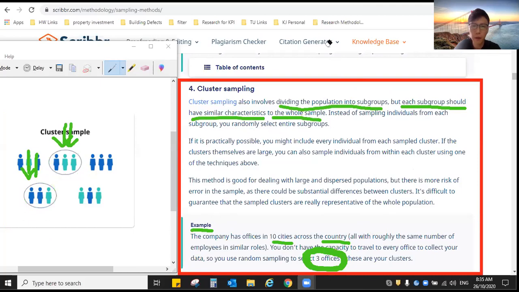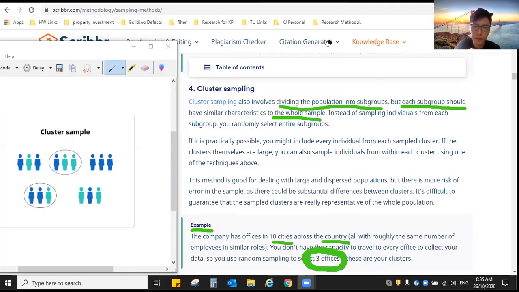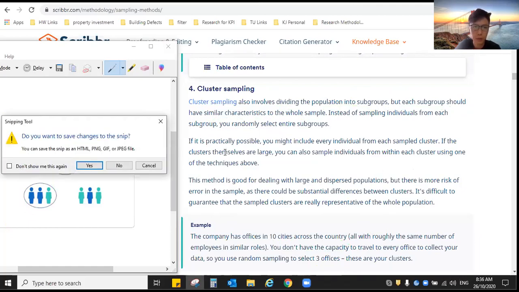Okay, good. So this is cluster. We are done with this. Let's proceed.